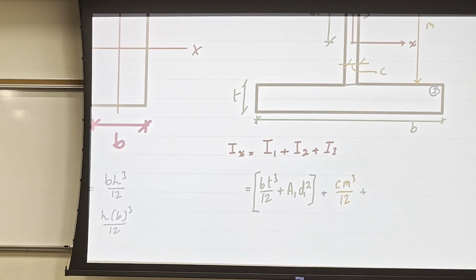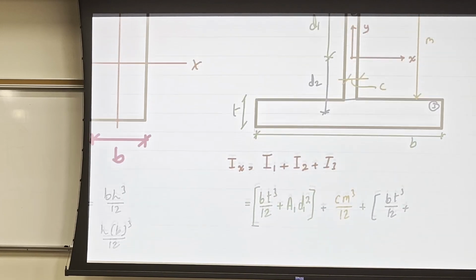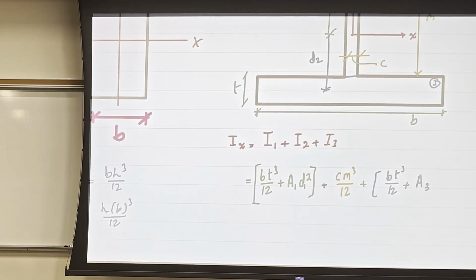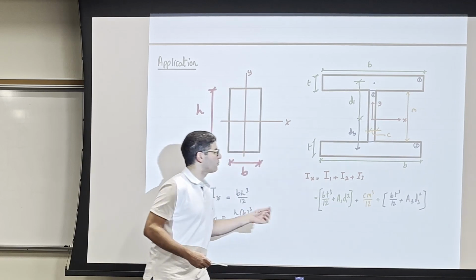And now area 3, I will say B T cube over 12, and then the centroid of this shape 3 doesn't align with the centroid of the whole shape. There is a distance here, and let me call this distance, for example, d3. So I will add area 3 times distance d3 squared, and that will be the moment of inertia. Two different shapes and, of course, two different moments of inertia.